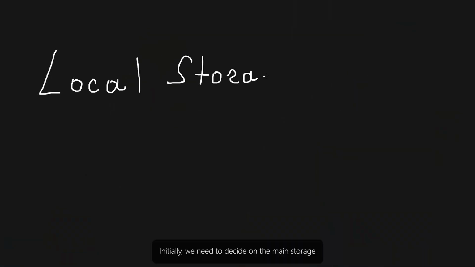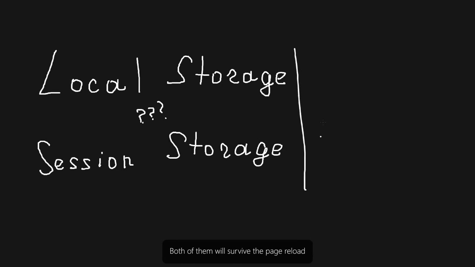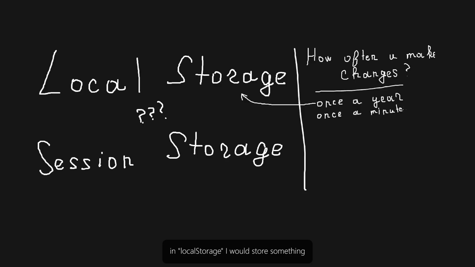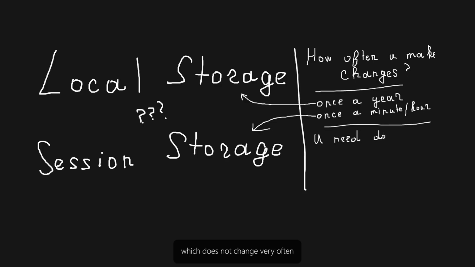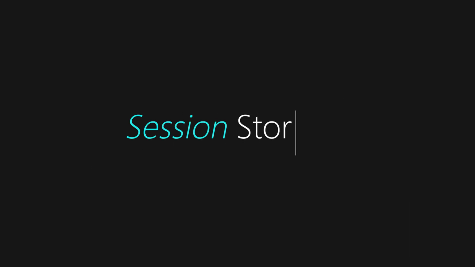Initially, we need to decide on the main storage: local storage or session storage. Both of them will survive the page reload, but in general, when it comes to caching data that is actively changing, I recommend choosing session storage. In local storage, I would store something like the user's language, which does not change very often and which will be stored for a very long time. Therefore, let's take the session storage.